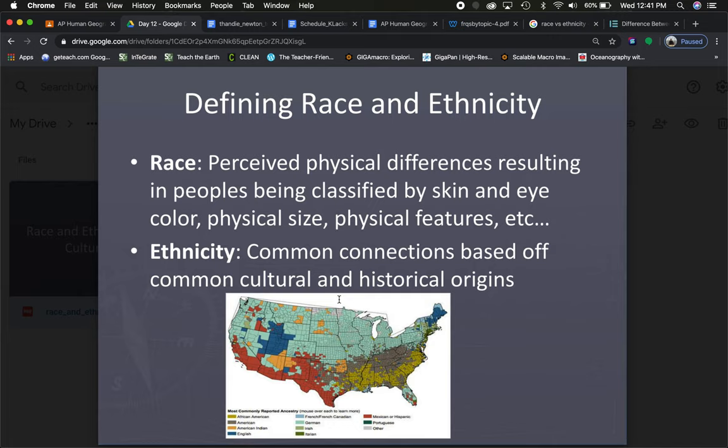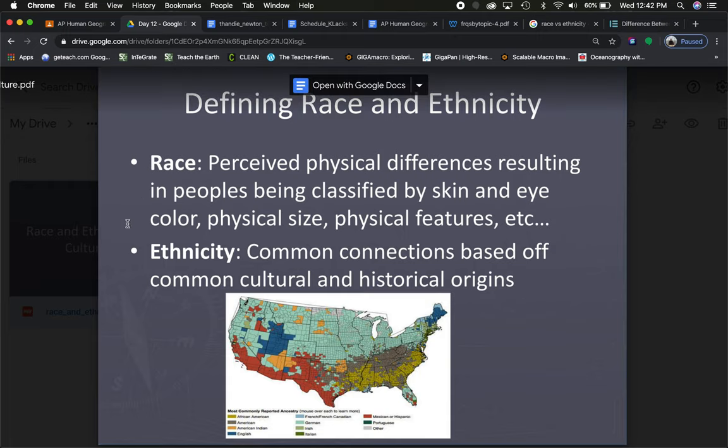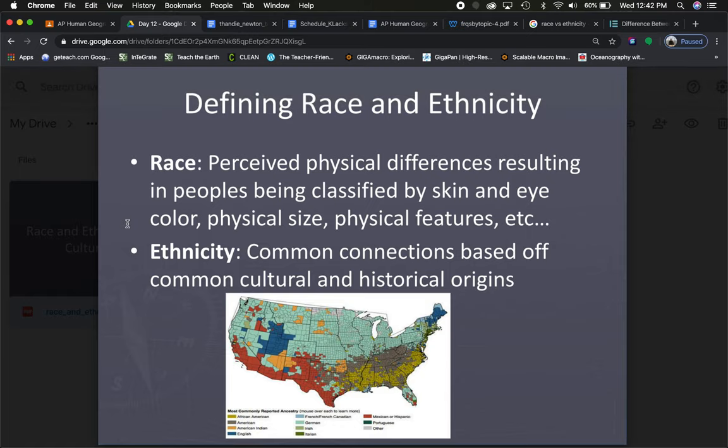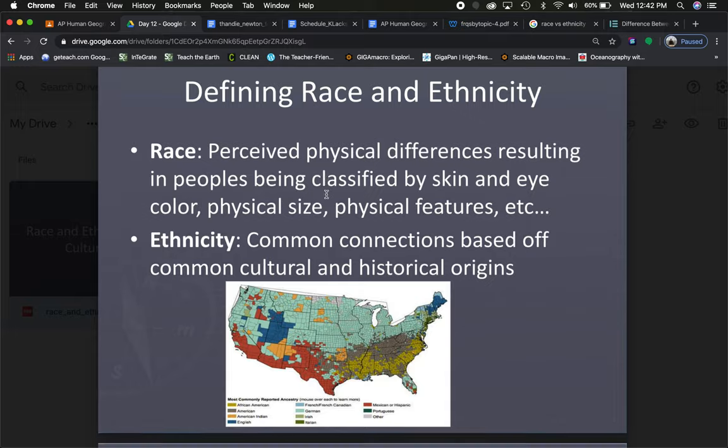The example I want to use is my race is Caucasian or white. My ethnicity could be like Catholic or Christian, or maybe somebody outside of the United States, like an Asian person, could be a member of the Buddhist religion. So ethnicity is more cultural and historical. Race is your actual physical appearance.